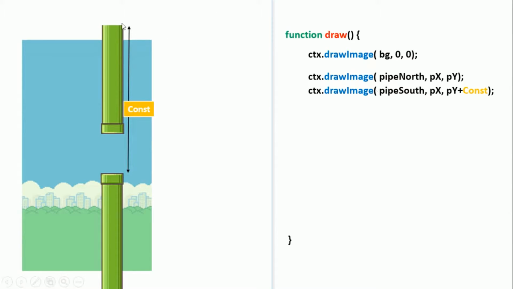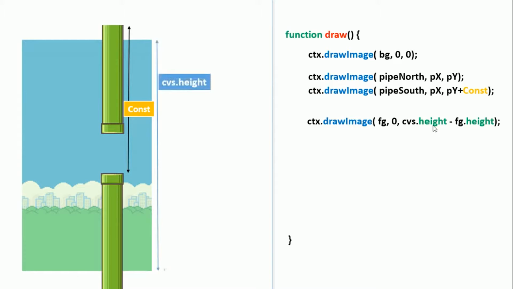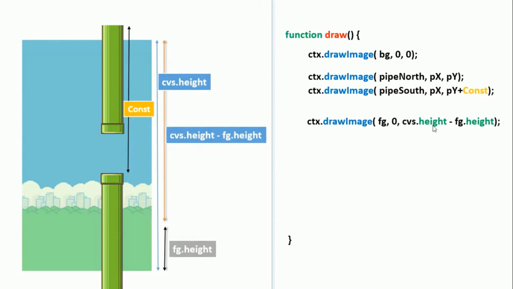So our constant is going to be the height of the pipe north plus the amount of the gap. And then we can look to draw our foreground image in, which is the ground at the bottom. It'll cover over the south pipe, and we need to draw that at the height of the canvas minus the height of that foreground image. So that will have its y coordinate sitting at the right spot, so that it's sitting flush with the bottom of the canvas.